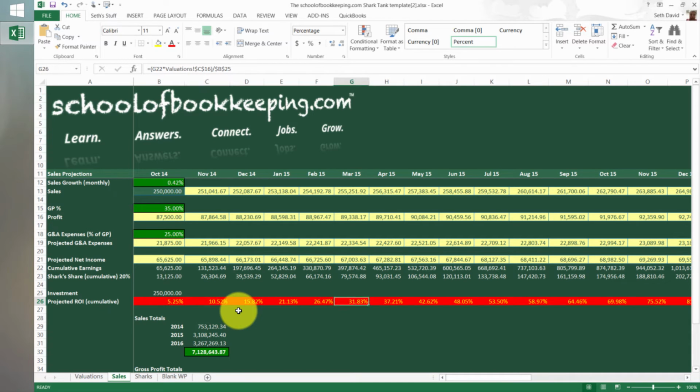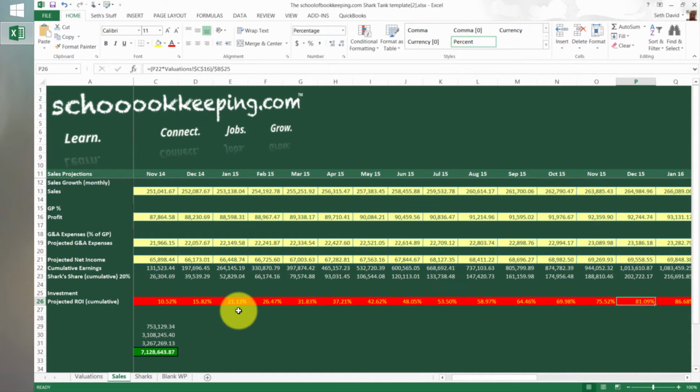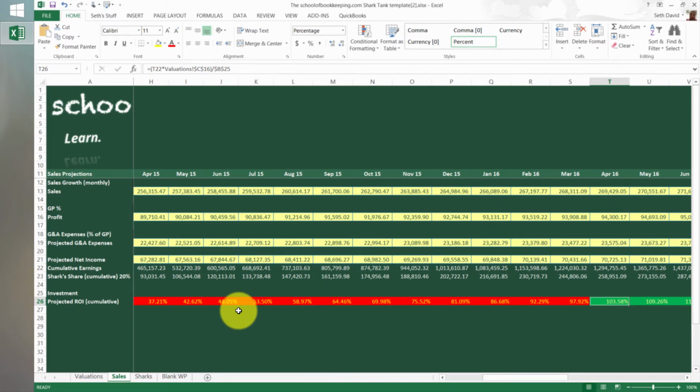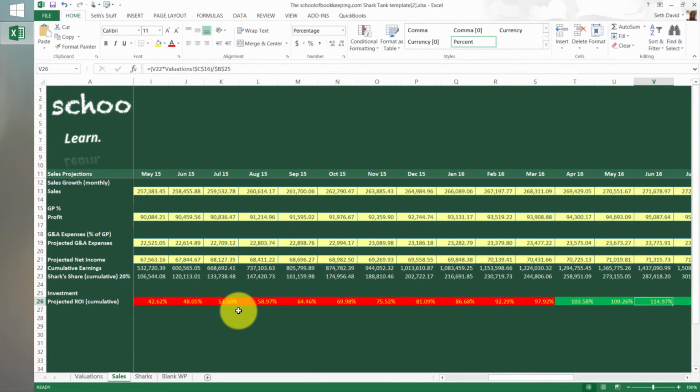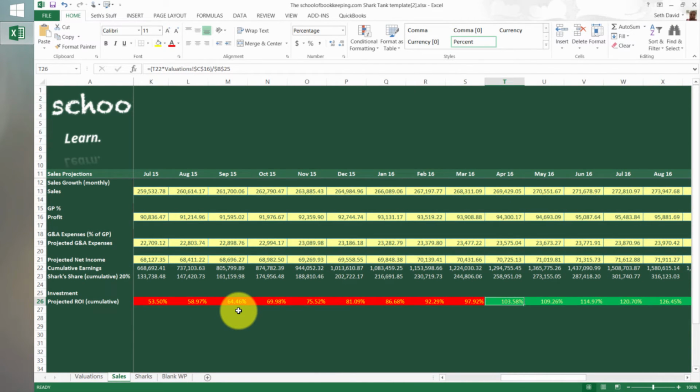But now we come down here, and notice I've got this set up so that until they get 100% of their investment back, it's going to be red. Once they hit 100% and more, it's green. So it lets you see very clearly how long it's going to take them to get their investment back.